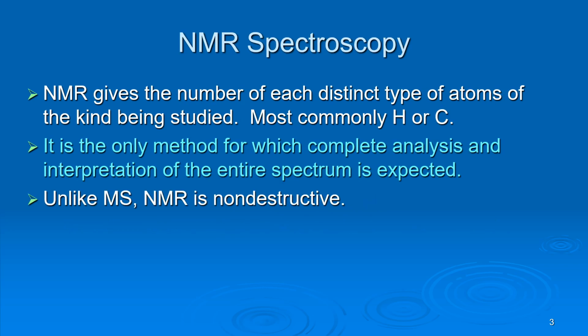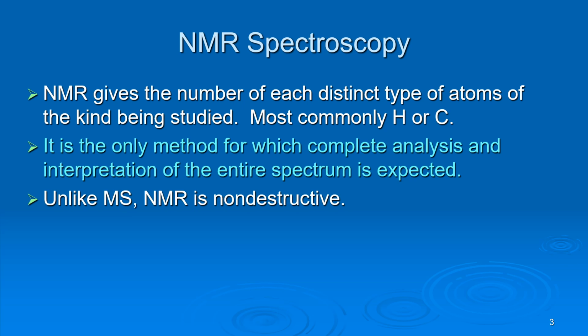All right, so NMR spectroscopy gives the number of each distinct type of atom of the kind being studied. There's a number of different NMR, but we are going to focus mostly on hydrogen, but also at the end we'll look a little bit at carbon. Obviously with organic compounds, those are the two most common elements.